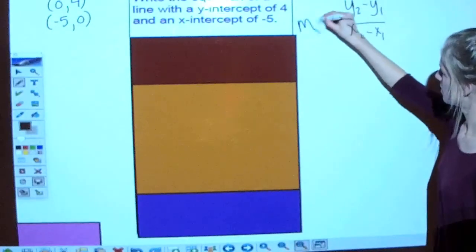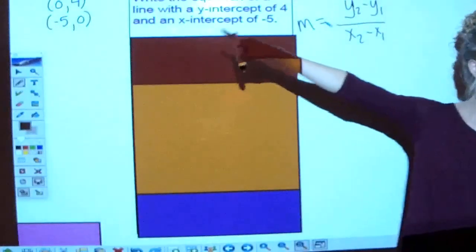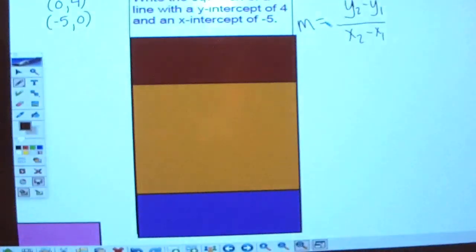But we don't know what the y2 and y1 is. Yeah, there are two points. There's x1 and y1, both. If they're both the same, change it to a positive. You want to reduce as much as you can. If there's the same number, they just cancel each other out. So it's not even there anymore. So that's the right slope, and now we put it into an equation.